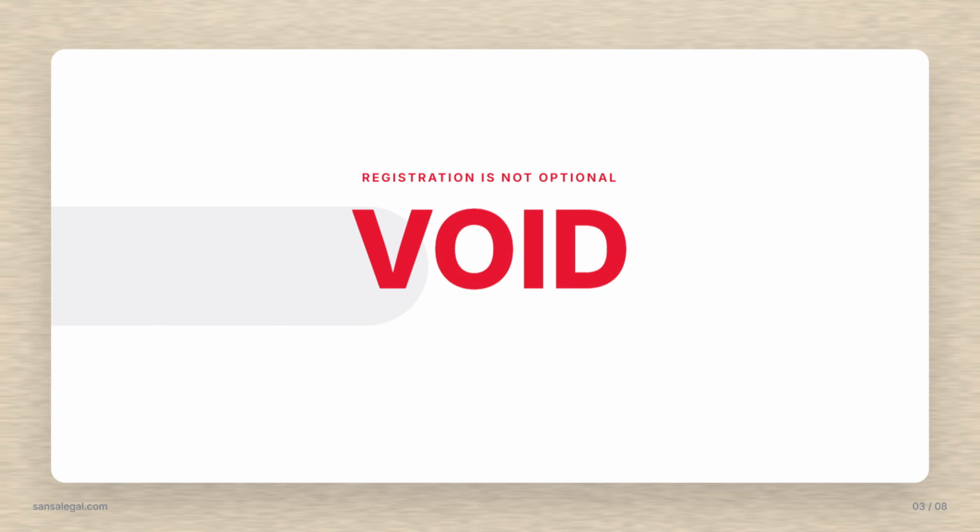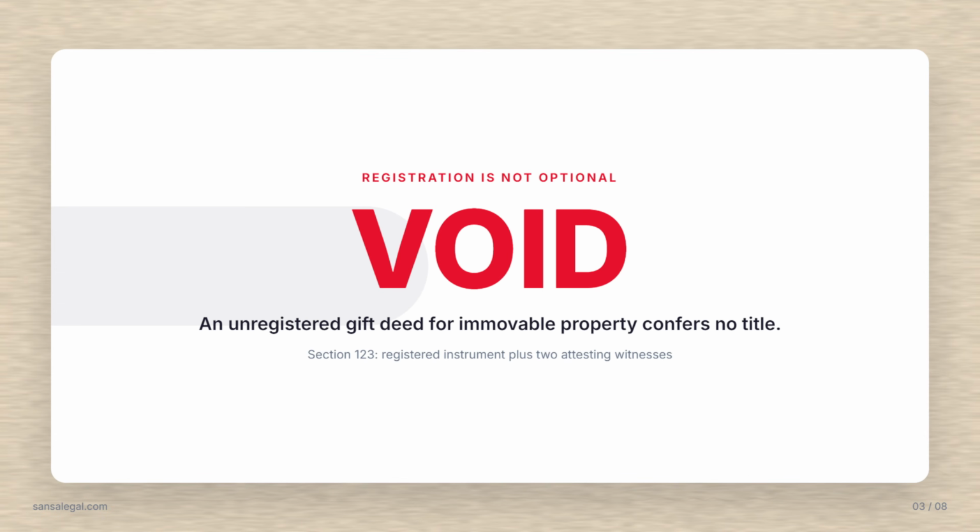Section 123. A gift of immovable property must be made by a registered instrument, signed by or on behalf of the donor, and attested by at least 2 witnesses. This is the rule people trip over. An unregistered gift deed for immovable property is void and confers no title at all. Movable property is more flexible. A registered instrument or simple delivery works.